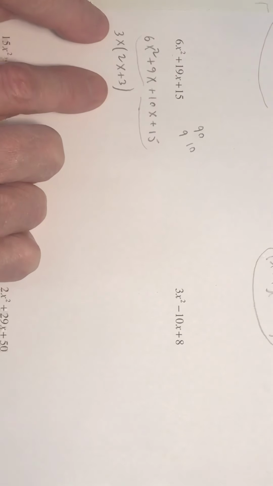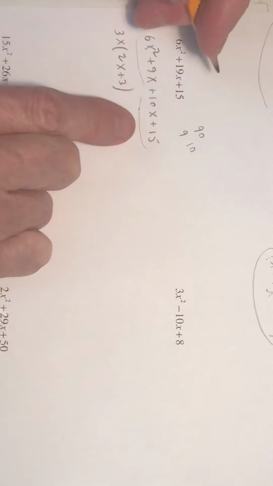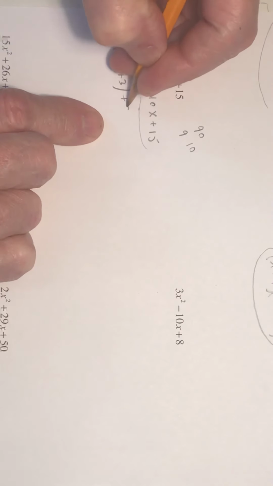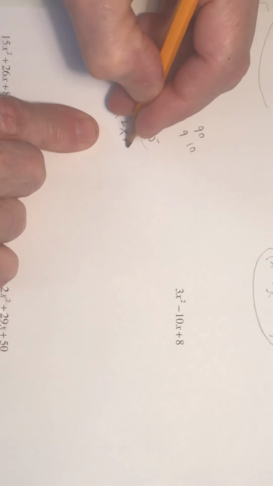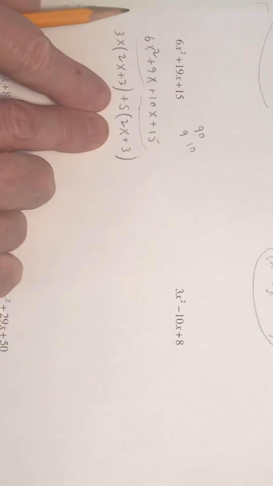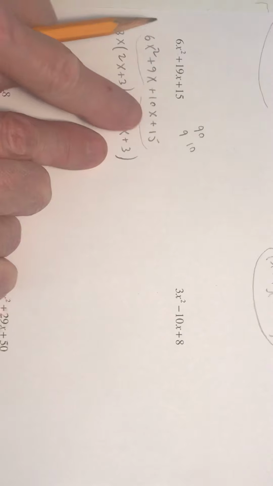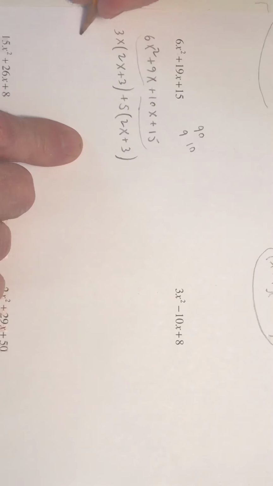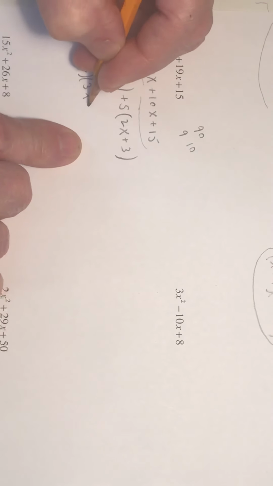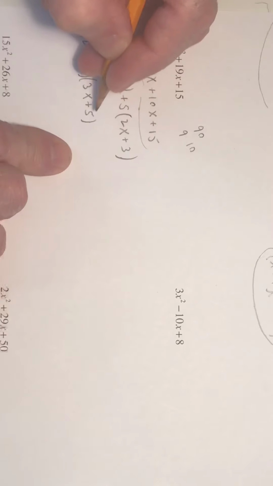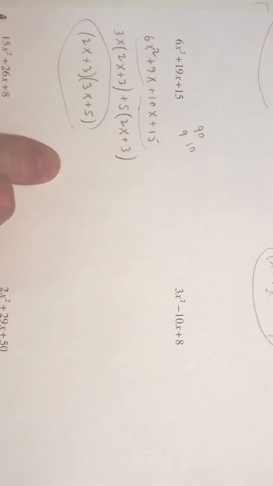There's 6x squared. There's 9x. Good. And a 5 here. 5 times 2x. 5 times 3. All good. 3x plus 5. Okay.